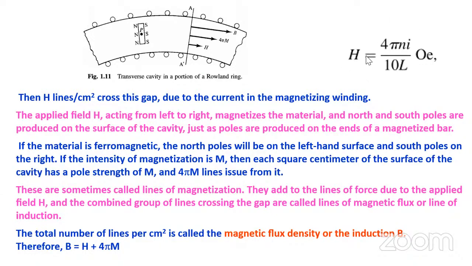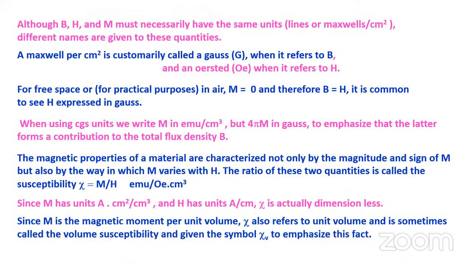Now, this equation, H is equal to 4 pi N i upon 10 L, is the intensity of magnetic field generated because of the current passing through the solenoid. You must have studied this in your graduation class. Okay. Now, here you can see the quantities B, H, M. These quantities look the same, in lines per centimeter square or Maxwells per centimeter square, but different names are given. Why? Different names are given under different circumstances.